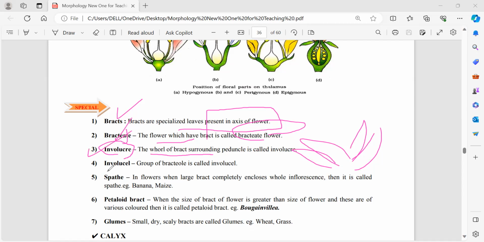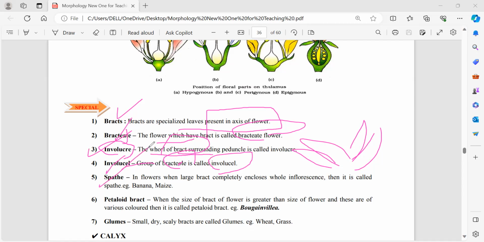Now we have involucel. What is involucel? A group of bracteoles is called involucel. A group of bracts we call involucre, and a group of bracteoles we call involucel. What are bracteoles? They are smaller than bracts. They are usually on the pedicels of flowers, while the bracts are on the floral axis, that is at the base of the inflorescence.